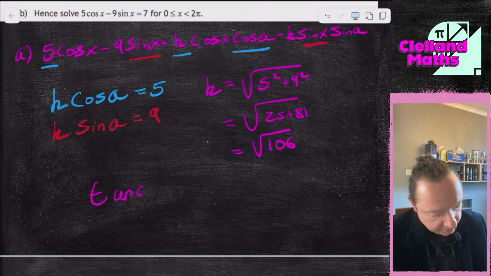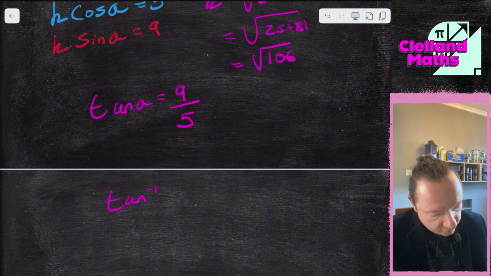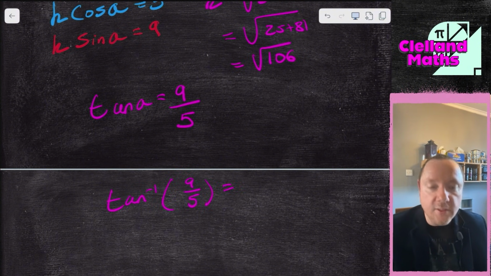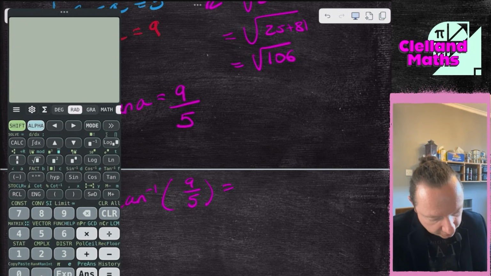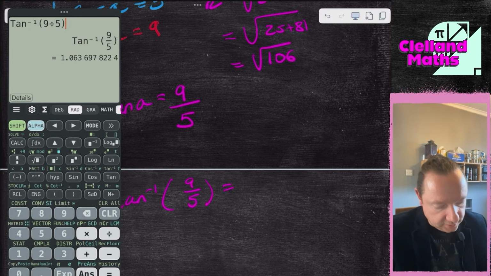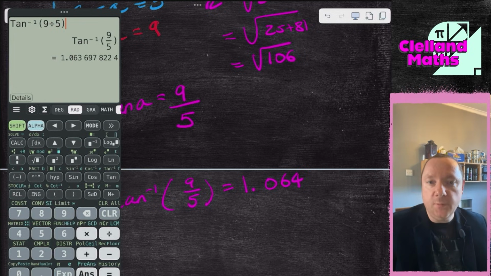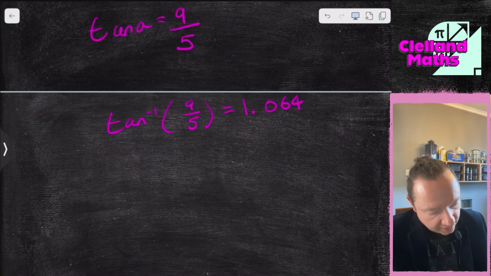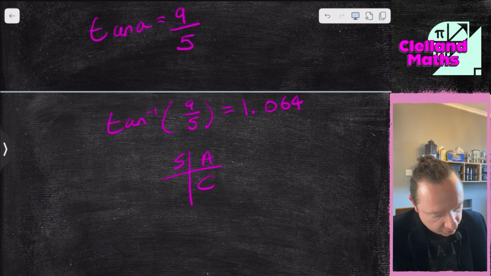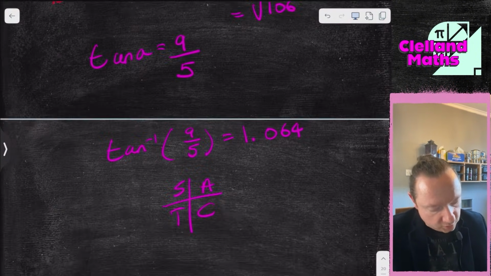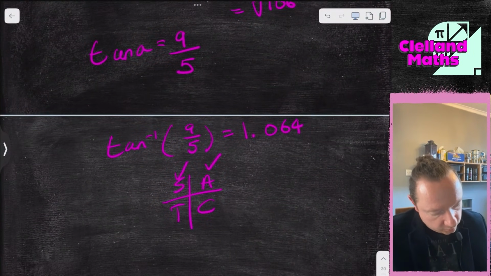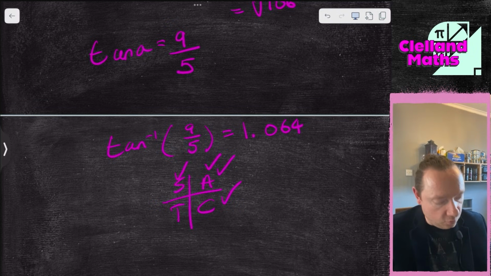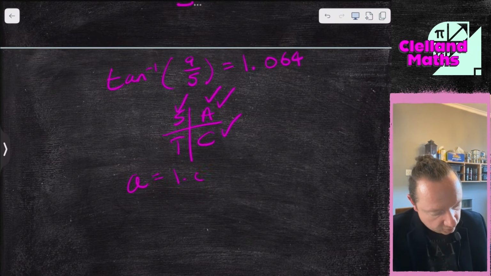Tan a is sine over cos, 9 over 5. So I do the inverse tan of 9 over 5 in my calculator, making sure my angle is in radians. Radians inverse tan 9 over 5 is 1.063697. So I think 1.064 is a reasonable place to stop. Check that it is actually a with a CAST. I never skip this step. The sine equation was positive and the cos equation was positive, so a is 1.064. So that means a equals 1.064.